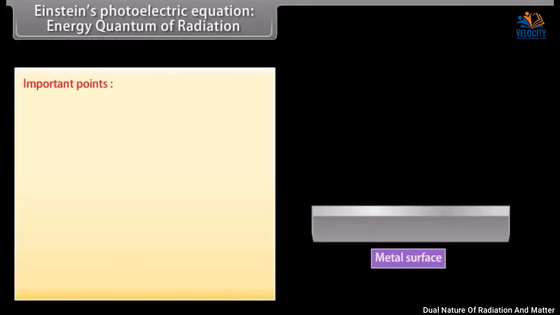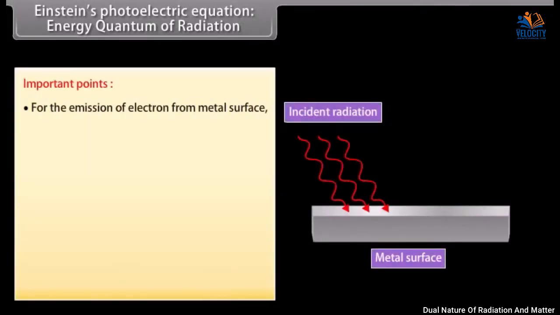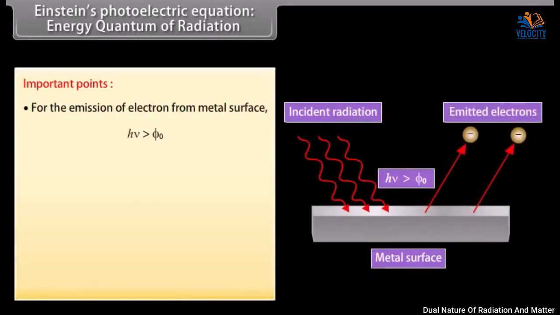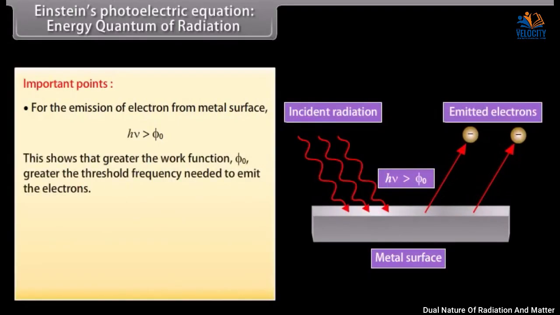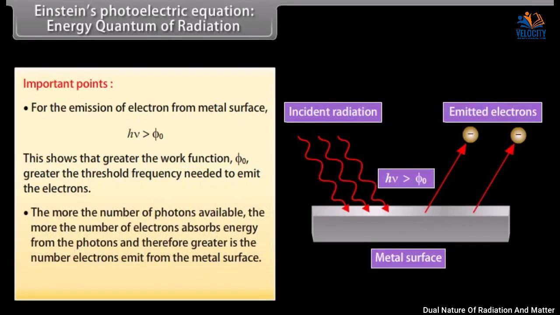Important points. For the emission of an electron from the metal surface, hν must be greater than φ0. This shows that the greater the work function φ0, the greater the threshold frequency needed to emit the electron. The more the number of photons available, the more the number of electrons absorb energy from the photons, and therefore greater is the number of electrons emitted from the metal surface.